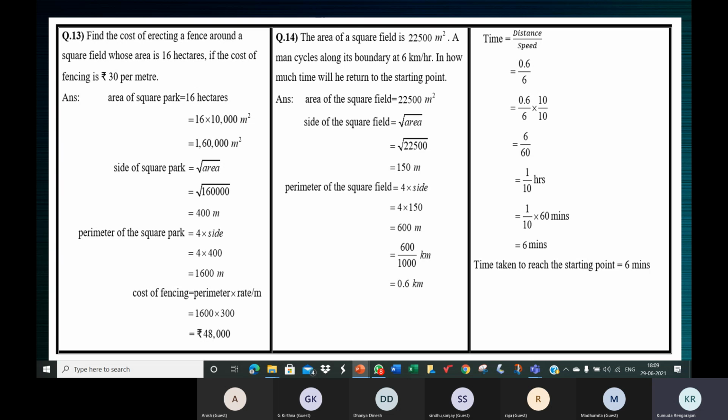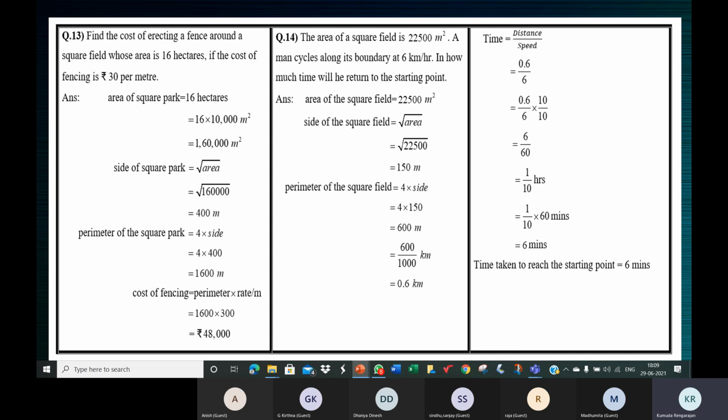So supposing the perimeter is 100 meters. For 1 meter, you have to pay that person 30 rupees. For 2 meters, 60 rupees. For 100 meters, 100 into 30, 3,000 rupees you'll have to pay him. So to understand the cost of fencing, you should find the perimeter. Like how you decided you need 2.5 kgs of mangoes, you need to find the length of the boundary of the square park.